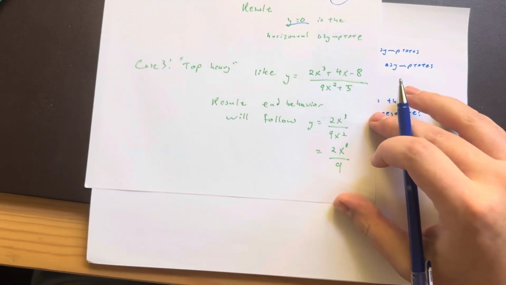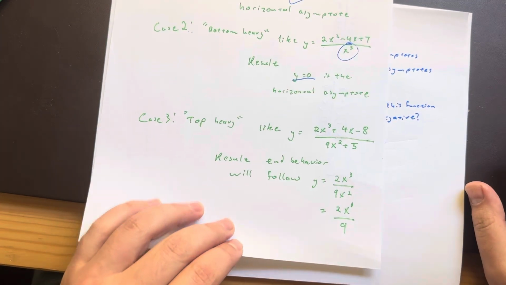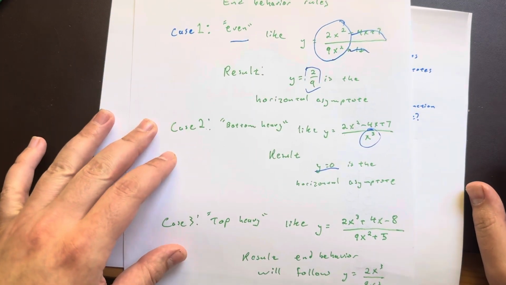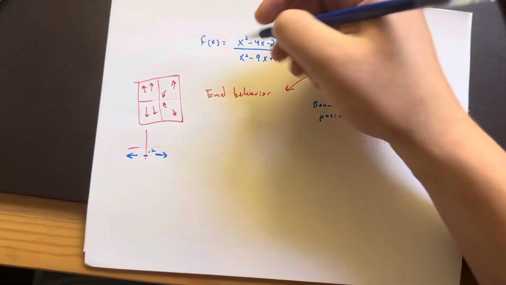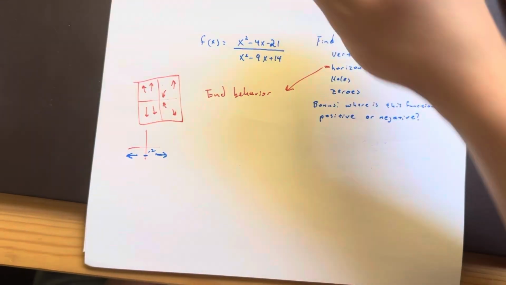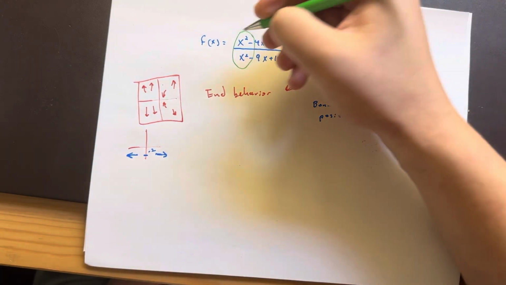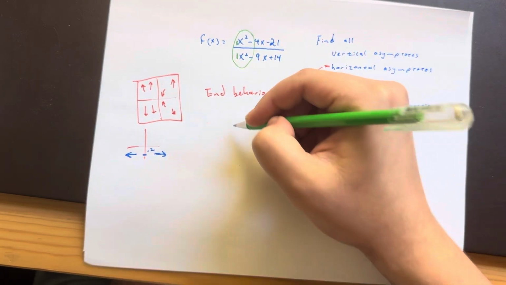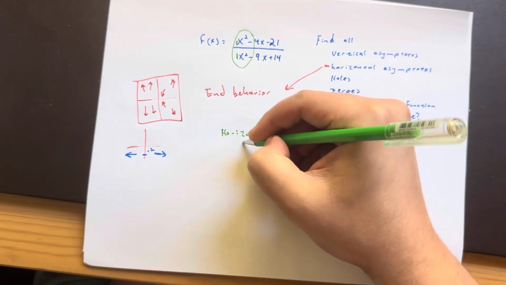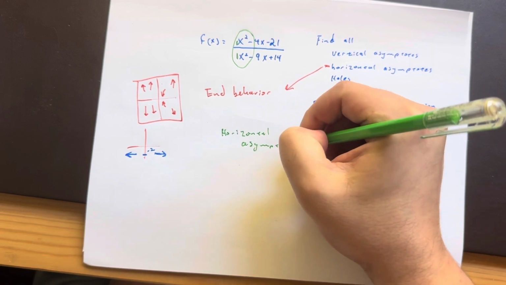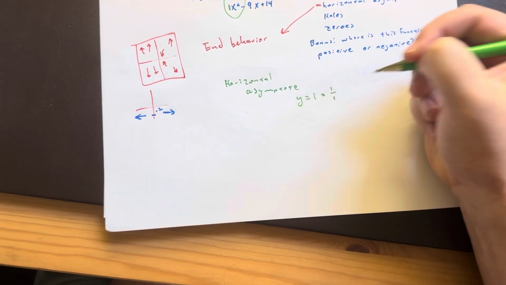Or if you're top heavy, in which case this is a little bit more complicated. That could be a whole other video, but be most comfortable with case 1 and case 2. Let's go back. This is definitely even, right? X squared. Don't forget that there are these coefficients of 1. My horizontal asymptote will be y equals 1, right? Really 1 over 1, but who cares?